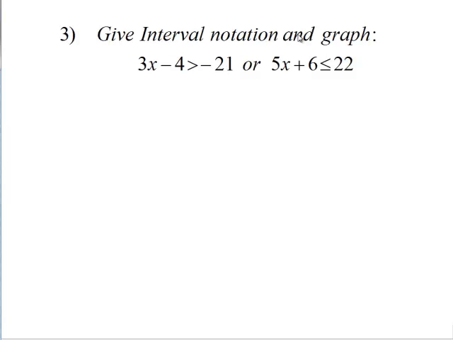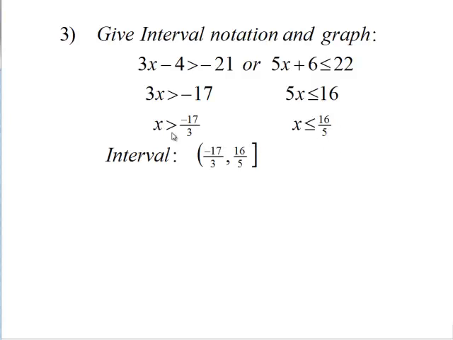Interval notation and graphing, we have two inequalities. I'm going to move the 4 over, so I get 3x is greater than negative 17. Divide by 3, you get negative 17 over 3. Then I do this one. Subtract 6 gives you 16. Divide by 5, and it gives you 16 over 5. So x is bigger than negative 17 over 3. x is less than 16 over 5.